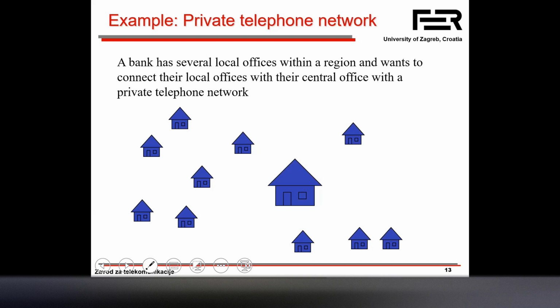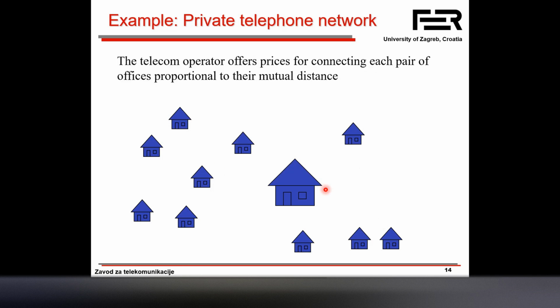All right. Let's look at an example where we have, let's say, a private telephone network. We have a bank that has several local offices. They want to connect their local offices with their central office via a private telephone network. How should they do this? So how should they set up these links to minimize their costs? Let's say that a telecom operator offers prices for connecting each pair of offices, proportional to their mutual distance.